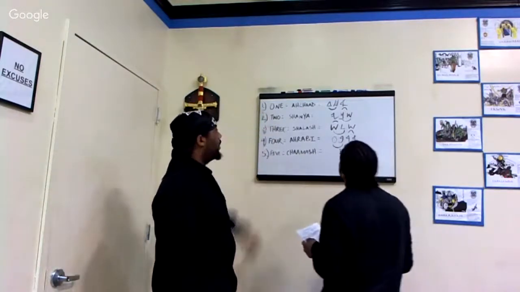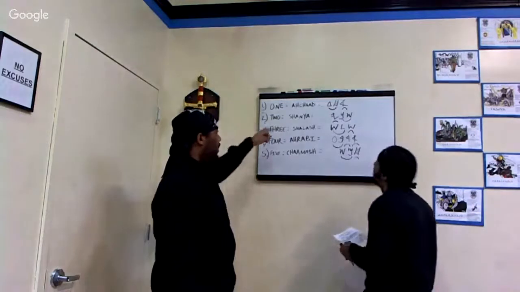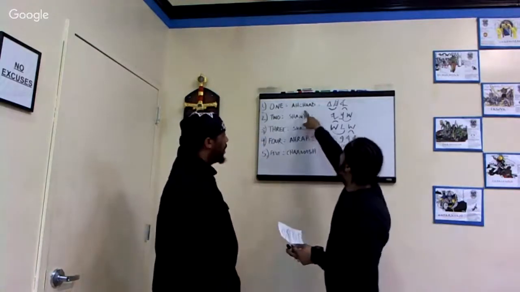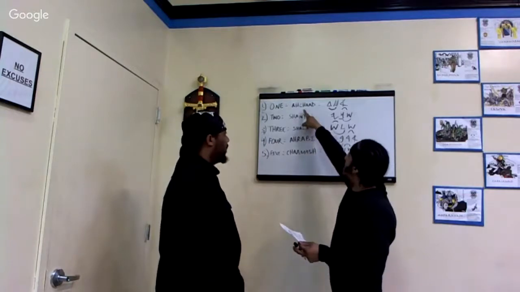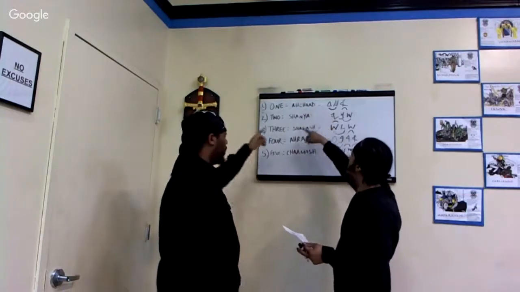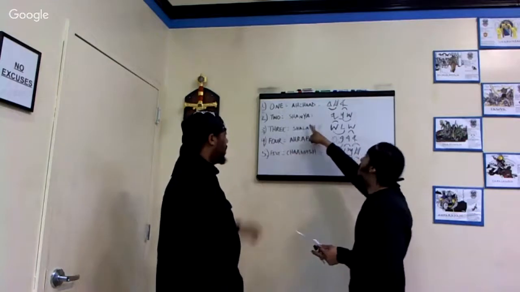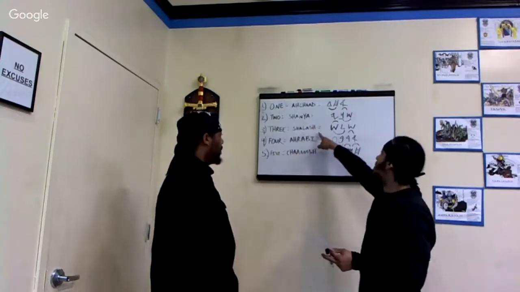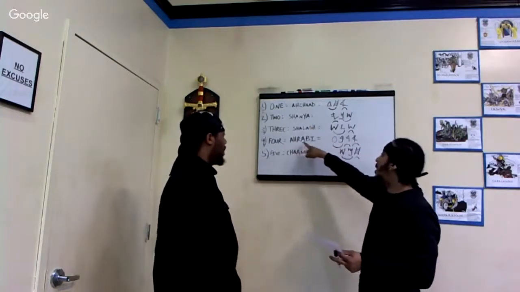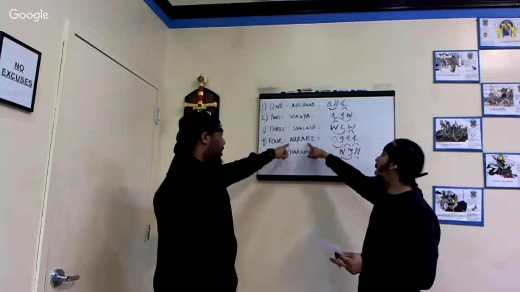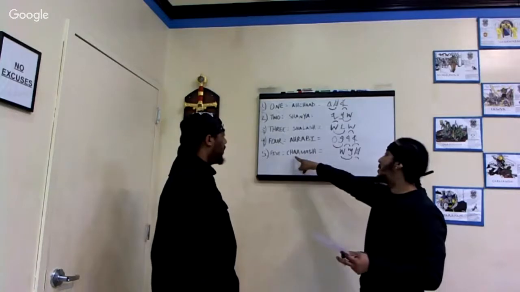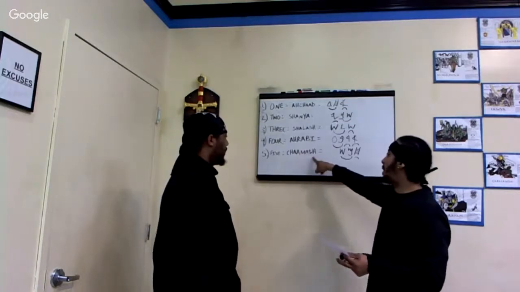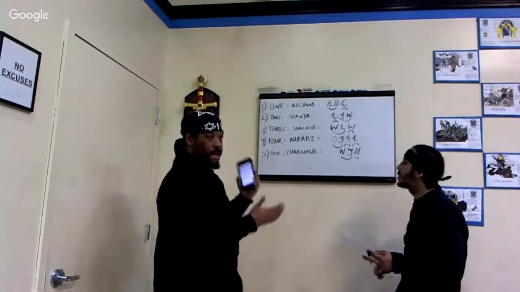Number 1 is what? Ahad. Say that again. Ahad. You gotta pronounce that ha. Ahad. Number 2. Shanya. Number 3. Shalash. Number 4. Arabai. Number 5. Qadash. Give the young man a hand.